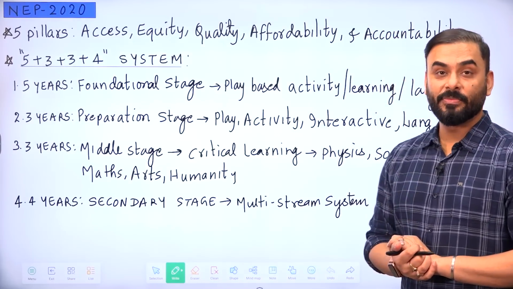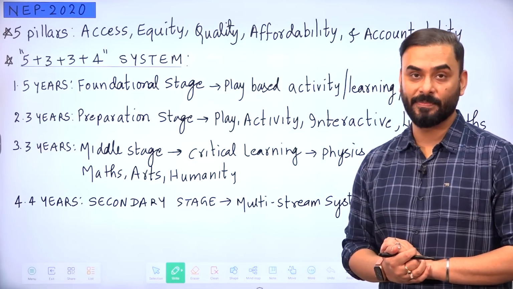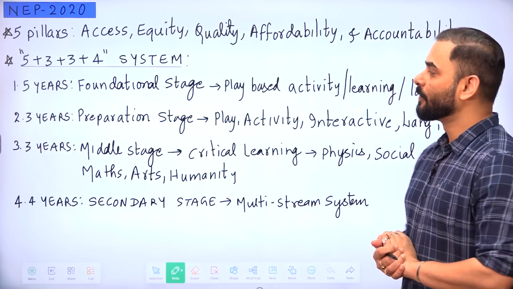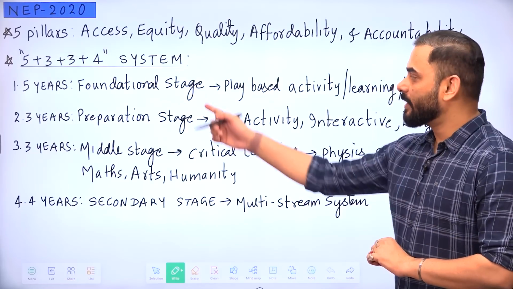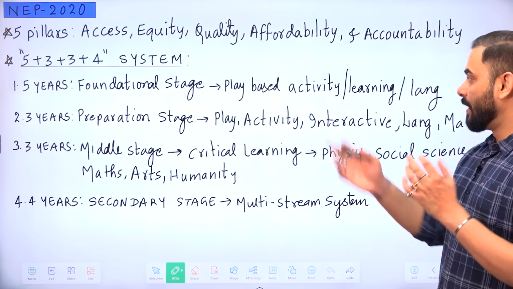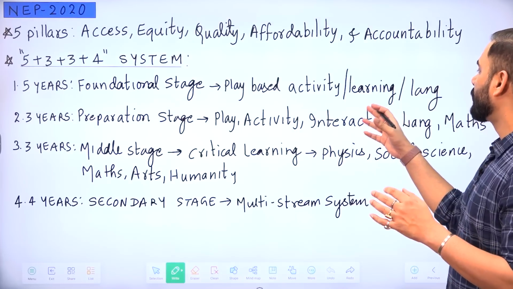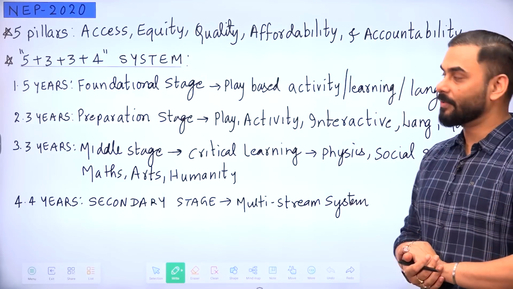Now, what is the new system of schooling that we have developed? It is 5 plus 3 plus 3 plus 4 system of education that we have developed. The first 5 years are called as foundational stage. What happens in the foundational stage? So play-based activity using toys, etc. And we are trying to teach basic learning and language to the children.